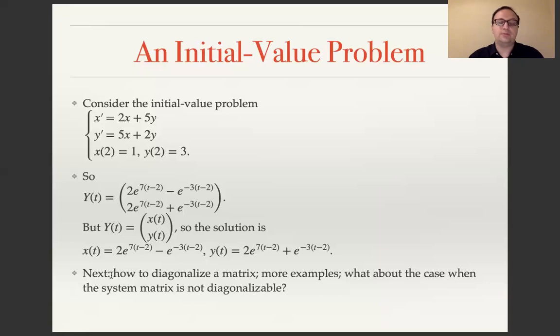In the next class, we'll look at how to diagonalize a matrix and how to determine whether a matrix is diagonalizable or not. We'll give more examples, including examples where the system is inhomogeneous. And we'll also say some words about the case when the system matrix is not diagonalizable. Or maybe we'll do that on Friday. Or maybe we'll do that next week.